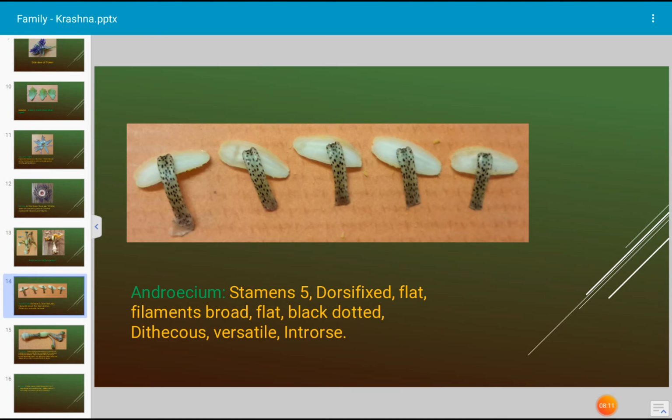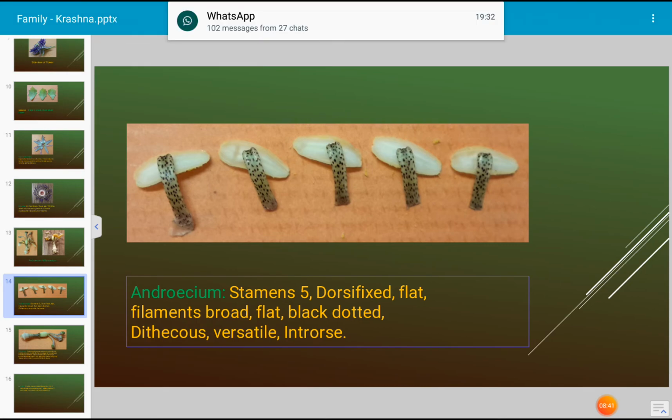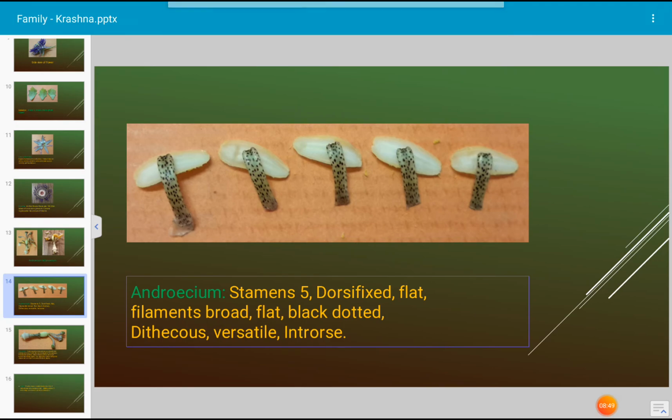Okay, in this case the anthers are attached to the filament by the dorsal region. Hence the anthers are dorsifixed. And the anthers are flat. Filaments are broad and flat, black dotted. Anthers are dithecous, versatile and introrse. Okay, what is introrse? They split at maturity, they split open toward the center of the flower and release the pollen grains. Such a situation of the anther lobes is described as introrse. Okay, next.